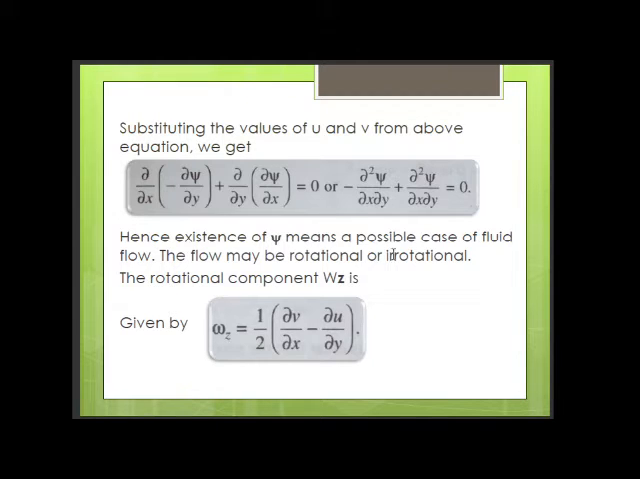This term equal to 0 indicates the existence of psi, meaning it indicates a possible case of fluid flow. But here we don't know the type of flow. This flow may be rotational or irrotational. So we only get the result that this equation being equal to 0 indicates a possible case of fluid flow.